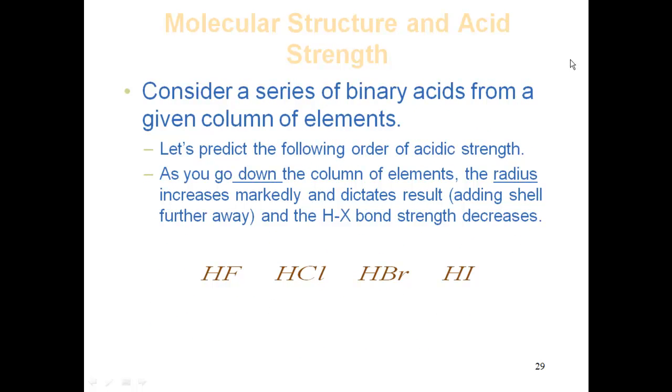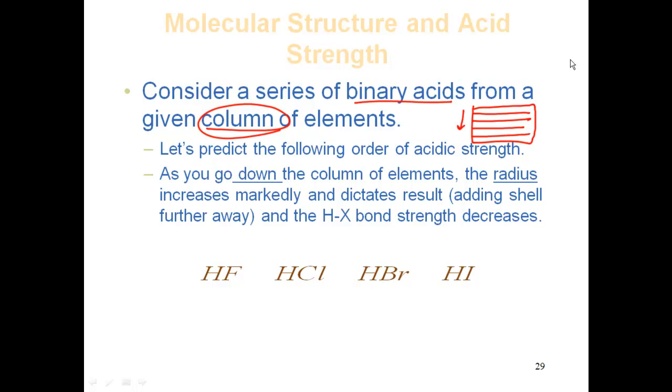Let's consider a series of binary acids, binary meaning two species forming an acid, and we're talking about going down a column of elements. On your periodic table, you have your rows. As you go down the periodic table, you're adding on a shell. Your shell's getting larger and larger as you go, adding 8 electrons every time.